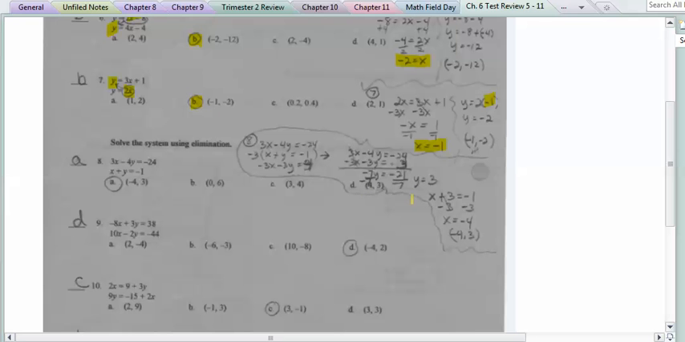Alright, number 8. Number 8 says to use the elimination method.